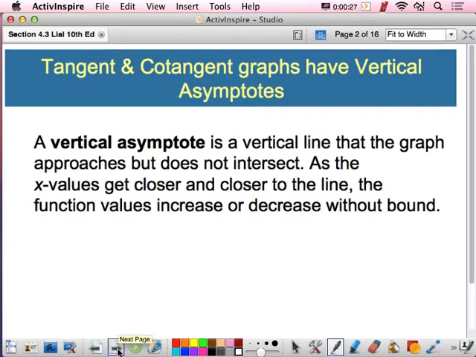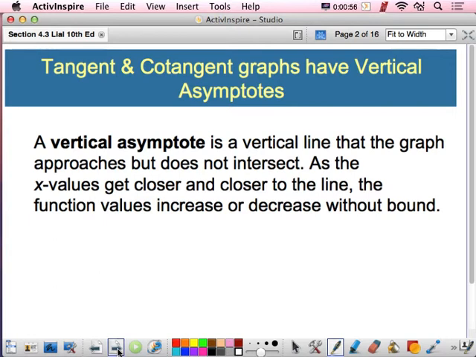I don't think you'll need to write this down. I just want to review with you really quick what vertical asymptotes are. Remember that vertical asymptotes are places where the denominator equals what? 0, but the numerator does not. Okay? A vertical asymptote is a vertical line that the graph approaches but does not intersect. As the x values of the graph get closer and closer to the line, the function values, the y values, either increase or decrease without bound.